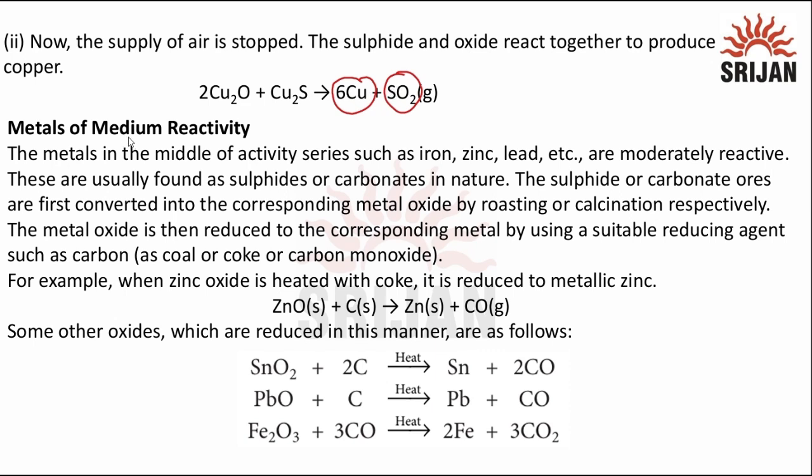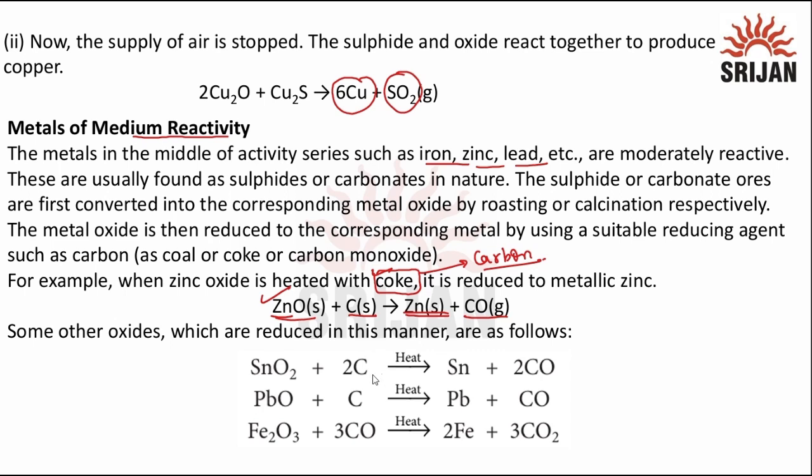Now, metals of medium reactivity. The metals in the middle of the reactivity series such as iron, zinc, and lead are moderately reactive, and they are reduced from their oxides to their metals by using a reducing agent like coke. Coke is nothing but the purest form of carbon, right? So take an example. If we have zinc oxide, a moderately reactive metal oxide, here we use carbon in the form of coke. This carbon will reduce the zinc oxide into zinc and form carbon monoxide.